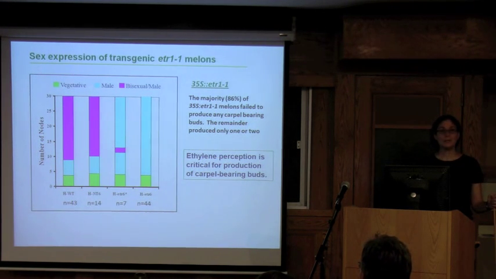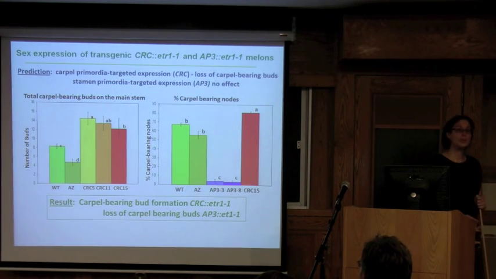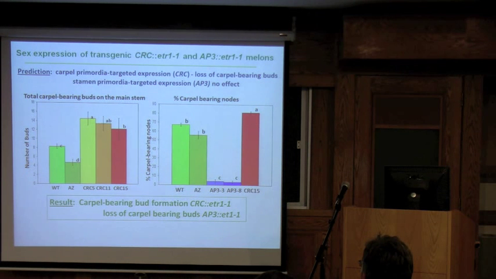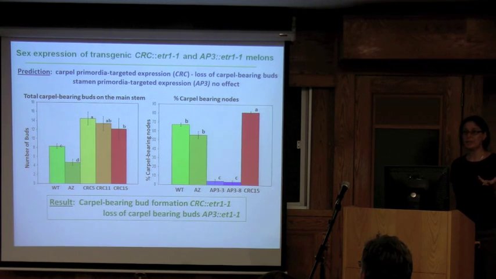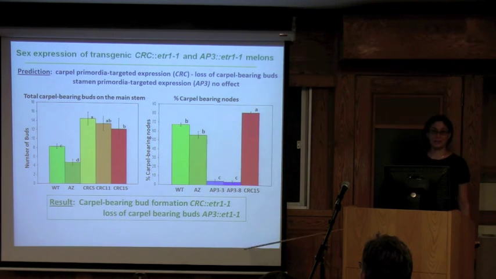So the next question is, where in that floral primordia is perception essential? Now recall we had predicted that if we inhibit perception in the carpel primordia, we would inhibit carpel formation. But if we inhibited perception in the stamen primordia, we did not expect that that would have an effect. What we observed was the exact opposite.